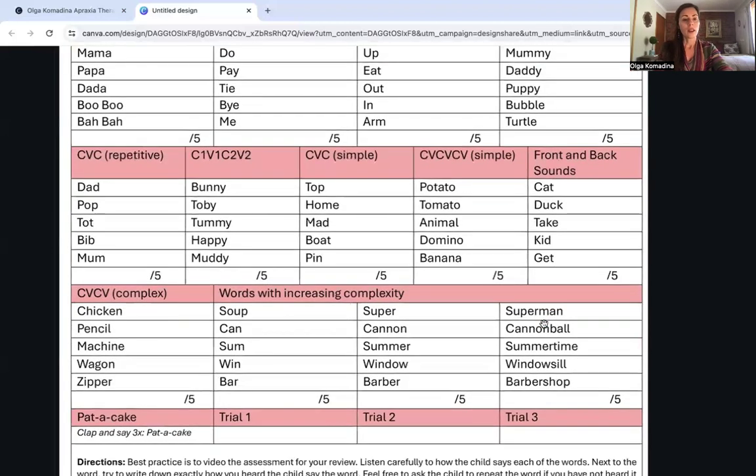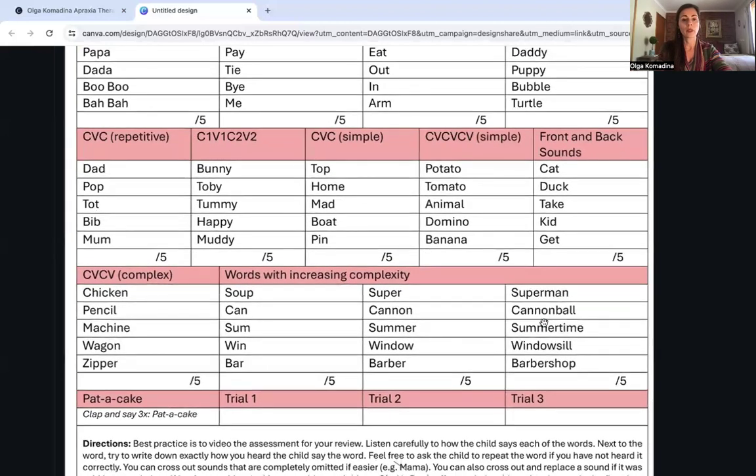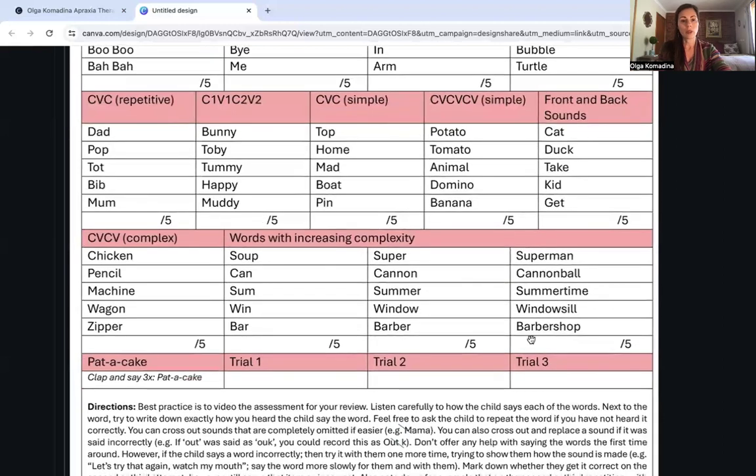Okay, so now I'm going to just jump here and then I'll discuss the CVCV complex. So we also want to check how their motor speech system copes when we're increasing complexity. So we might say something like soup, super, Superman. As the word gets longer, with similar words, we're just adding more and more onto it. Does the production start to deteriorate?